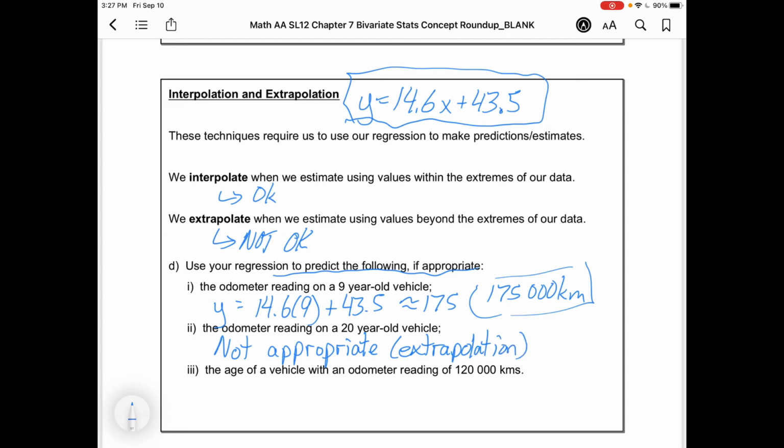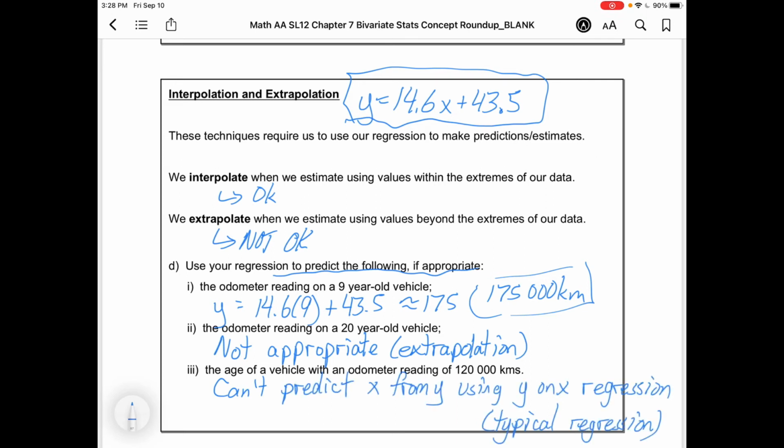All right, lastly, the age of a vehicle with an odometer reading of 120,000 kilometers. This seems like it would be reasonable, but there's actually a rule that says we can't predict the independent variable using our standard regression. So you can't predict x from y using a y on x regression, or a typical regression. There is a technique that we can use that's okay, and that involves switching around the roles of the variables. You might think, isn't that just the same as subbing in different values? But the technique ends up being a little bit different.